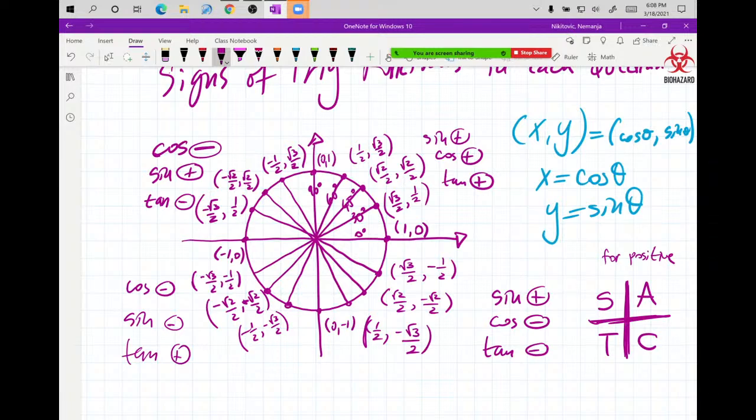So, in the first quadrant, which is top right, all three functions are positive. Awesome. And then in the second quadrant, only sine is positive. In the third quadrant, only tangent is positive. And in the fourth quadrant, only cosine is positive. So that's what we have.